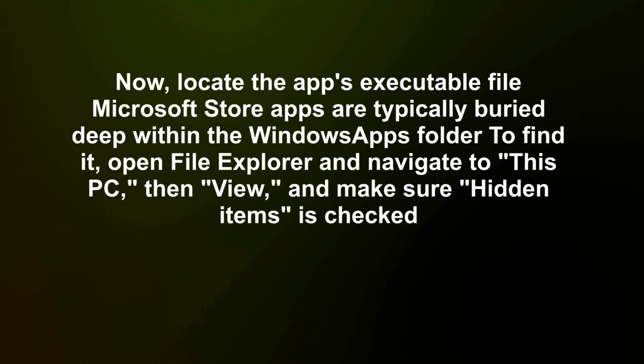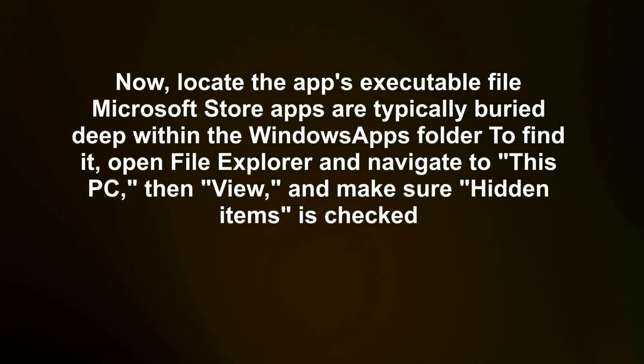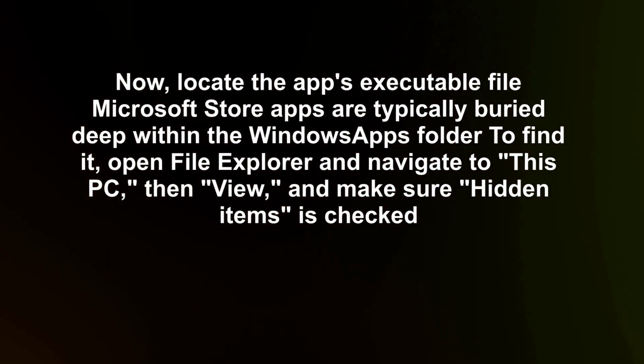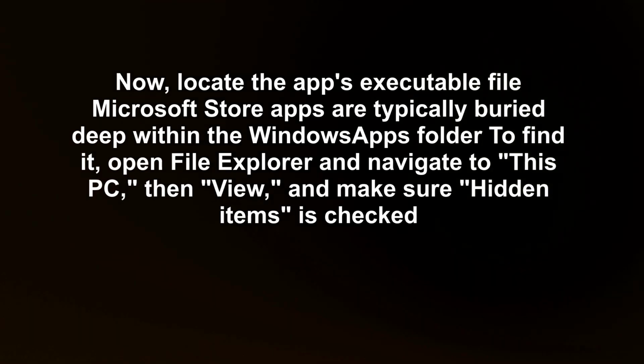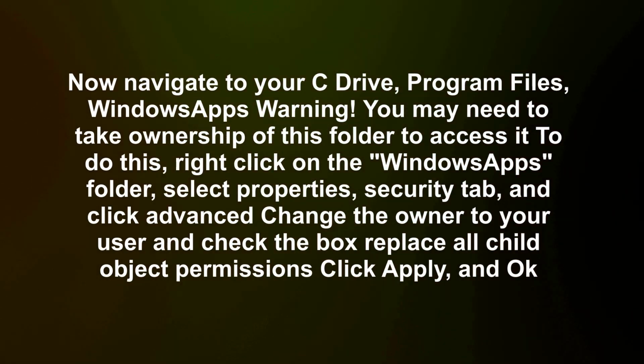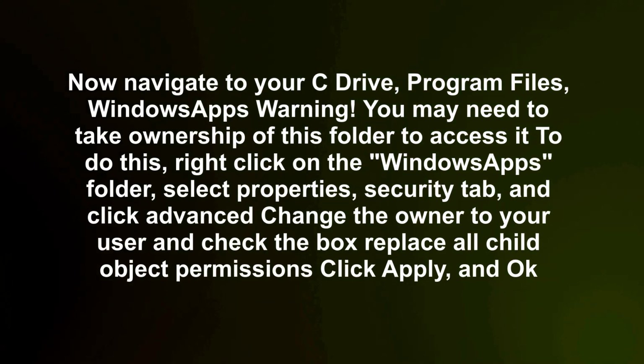Now, locate the app's executable file. Microsoft Store apps are typically buried deep within the WindowsApps folder. To find it, open File Explorer and navigate to This PC, then View, and make sure Hidden Items is checked. Now navigate to your C drive, Program Files, WindowsApps. Warning: you may need to take ownership of this folder to access it.